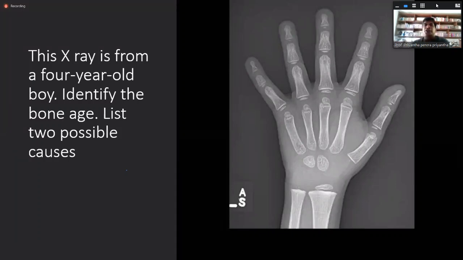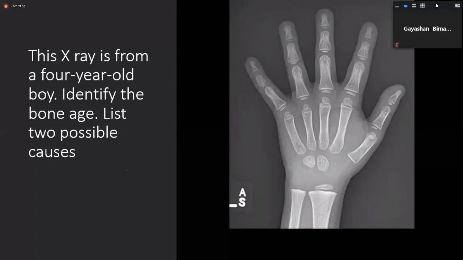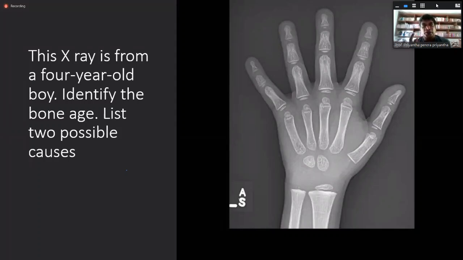How to calculate the bone age? What do you use to calculate the bone age? Now you have 3 ages. For a child, you got 3 ages. One thing is the chronological age, which you calculate from the date of birth.